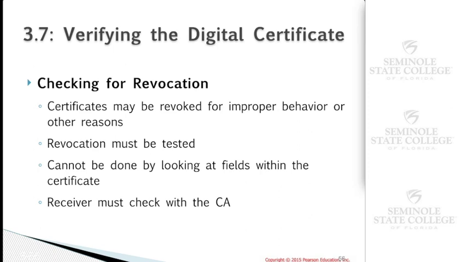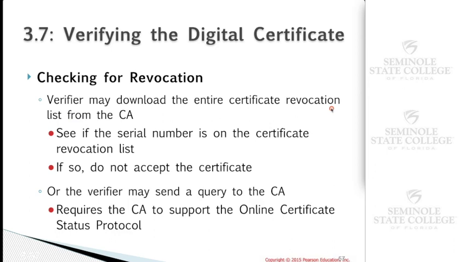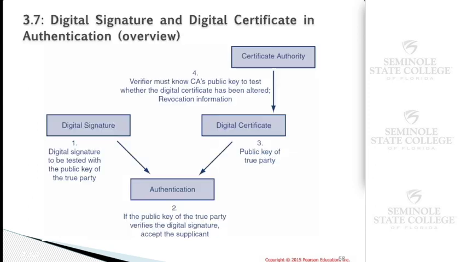It's important for us to check that. The receiver must check with the CA. So the responsibility is with you, the receiver, to check with the CA to see if it is still a valid certificate. The verifier may download the entire certificate revocation list from the CA and see if the serial number is on the list. If so, do not accept the certificate. Or the verifier may send a query to the CA asking whether that specific certificate's serial number is valid or not.